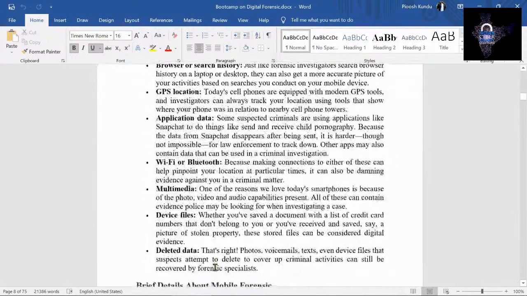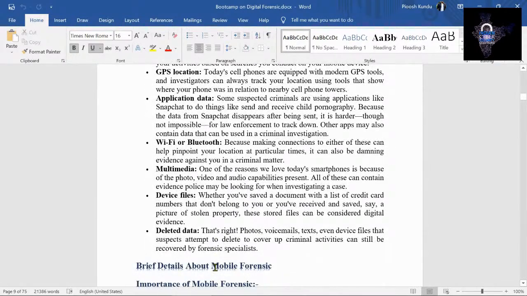Now, the multimedia part. One of the reasons we love our smartphones is because of the photos, videos, and audio capability present on them. All of these can also contain evidence. Police may be looking for this when they are investigating cases.